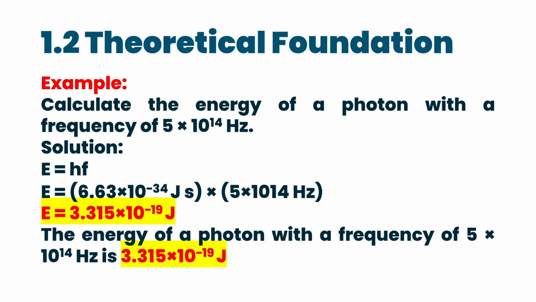Example: let's calculate the energy of a photon with a frequency of 5 times 10 raised to 14 hertz. The solution is we simply multiply this frequency by Planck's constant, 6.63 times 10 raised to negative 34, giving us 3.315 times 10 raised to negative 19 joules. Remember, the unit of energy in physics is joules. The energy of a photon with a frequency of 5 times 10 raised to 14 hertz is 3.315 times 10 raised to negative 19 joules.